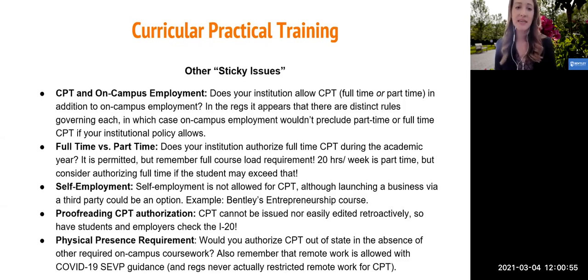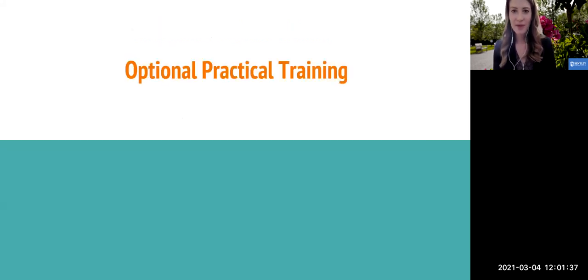And lastly, the physical presence requirement. For example, at Bentley, we do allow out-of-state CPT in the summer when other in-person coursework isn't required. And we have had students who have done CPT in Connecticut and been able to commute for their other classes. That may be something that you want to have a policy on. And remember, remote work is allowed. SEVP has been clear about that with COVID-19. However, for CPT, it has never necessarily not been allowed. So that very quickly covers a lot of different sticky issues with CPT.